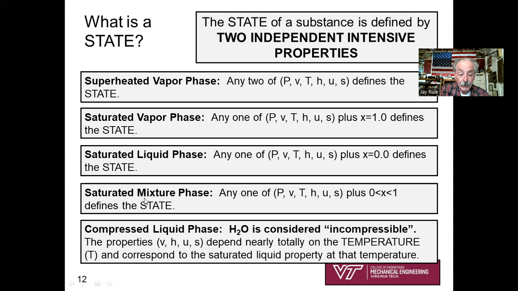Then finally, under the dome, in the saturated mixture, any one of these plus some number X, the quality between 0 and 1, fully defines that state. In the compressed liquid phase, H2O and other liquids, even refrigerants, are considered incompressible, and those properties depend only on the temperature of the substance. So even for refrigerant, you go to the temperature table, and as long as you know the temperature of the compressed liquid, you look up v sub f, h sub f, u sub f, and s sub f to get the properties.